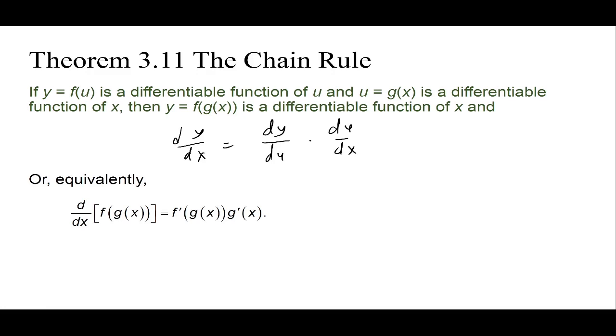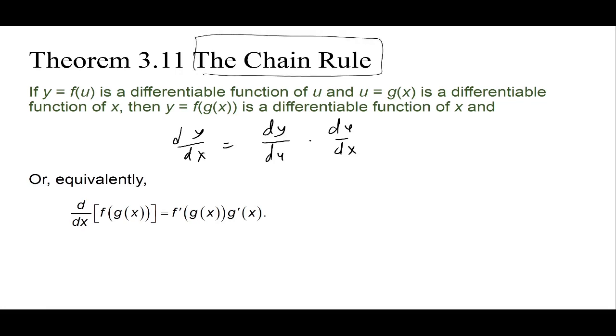Let's say you have a function y, which is a function of u. Remember, u is another function. u is a function of x. So here is the chain. First, y is a function of u and u is a function of x. There is a chain. And now we want to find out the derivative of y with respect to x. How can we do that? We can find the derivative of y with respect to x by using this formula, which is called the chain rule.